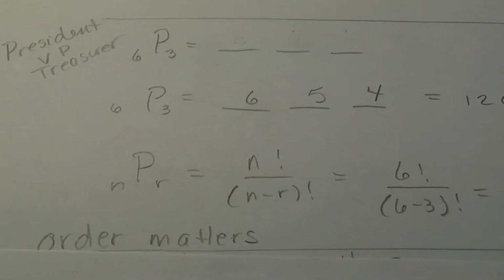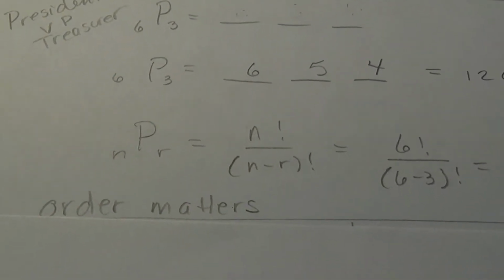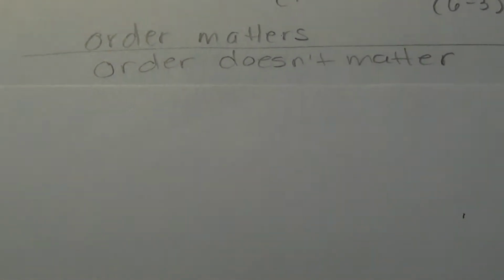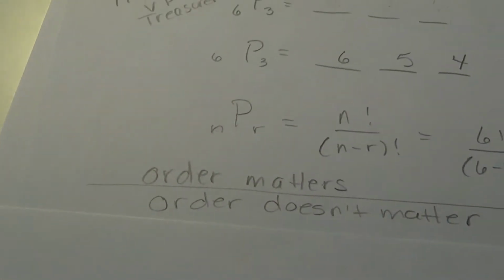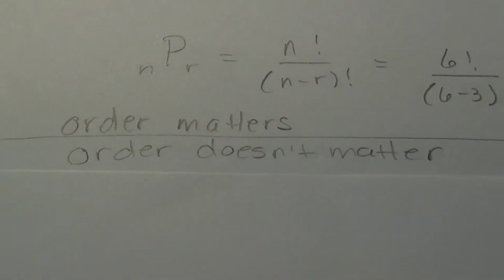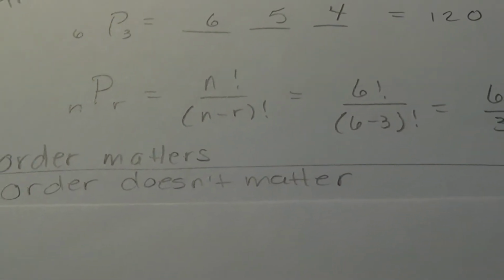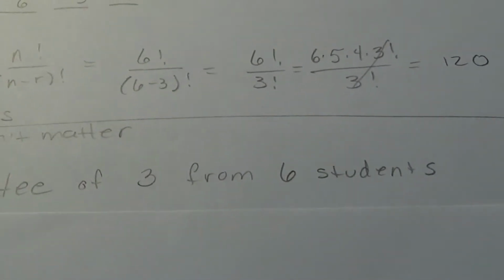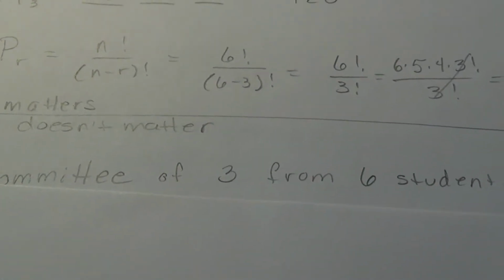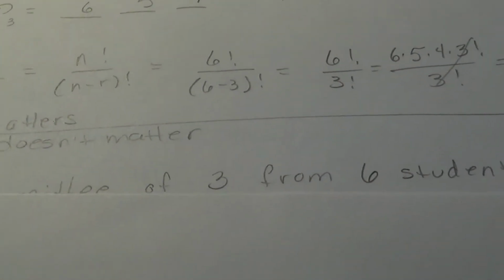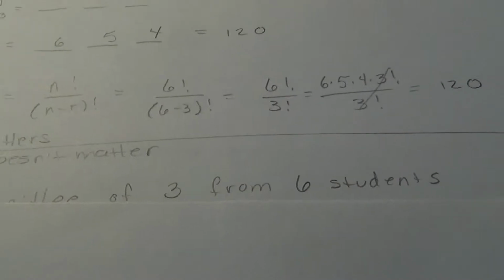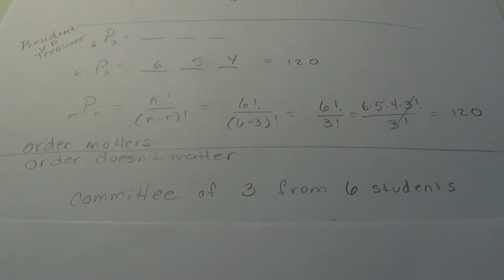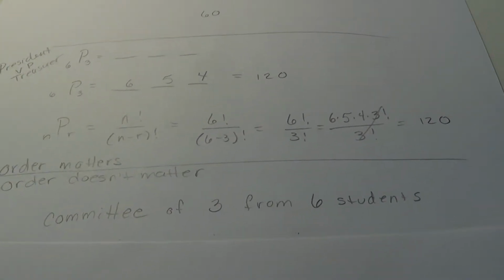But what if order doesn't matter? Well, we're going to cross that line right now. Let's talk about situations where order doesn't matter. Can you think of one where order doesn't matter? Let's go back to our classroom situation. Suppose we have 6 people and we want to make a committee of 3 from the 6 students. So we're going to have a committee to help make decisions on how long tests are and how much homework we should have. So we're going to elect a committee of 3 from the 6 students.